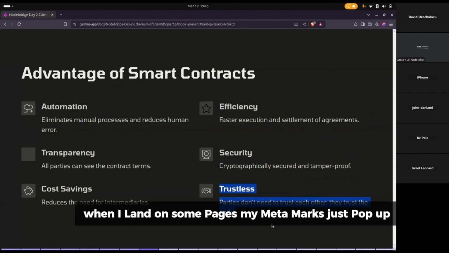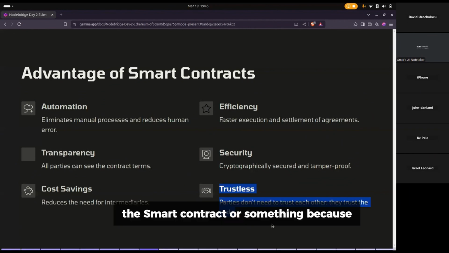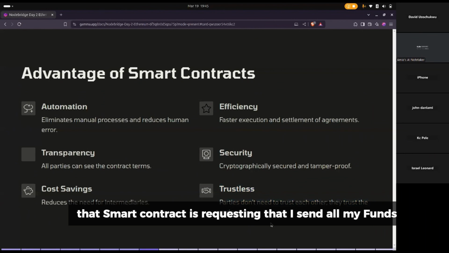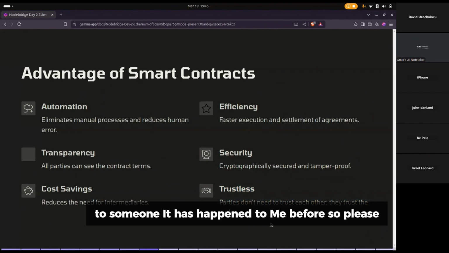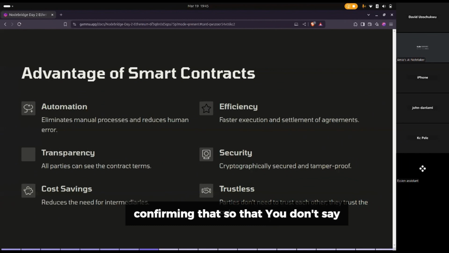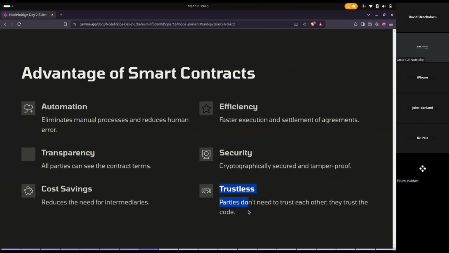Sometimes when I land on some pages, my MetaMask just pops up. If I click on confirm, I can't blame the smart contract and say, smart contracts are trustless, I don't need to trust anyone, I just need to confirm. No, if I don't read it, sometimes that smart contract is requesting that I send all my funds from my account to someone. It has happened to me before. So please check what you're doing before confirming, so that you don't say, after all, smart contracts are not trustless. No, they are. You just have to be careful.